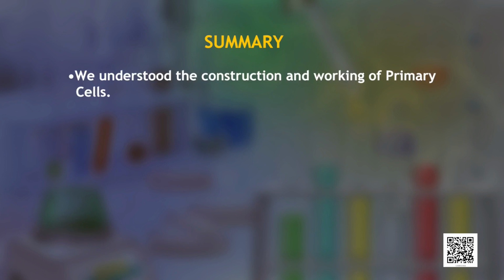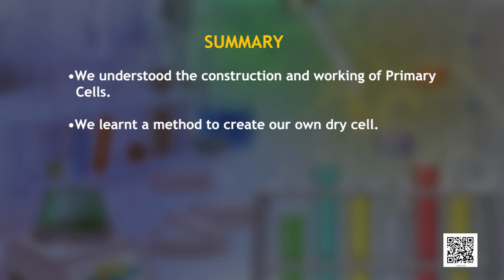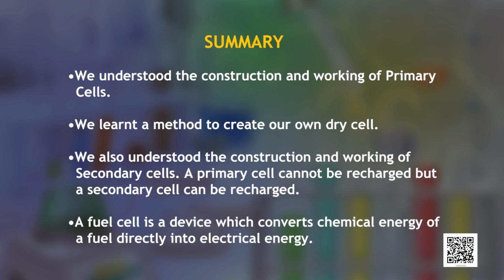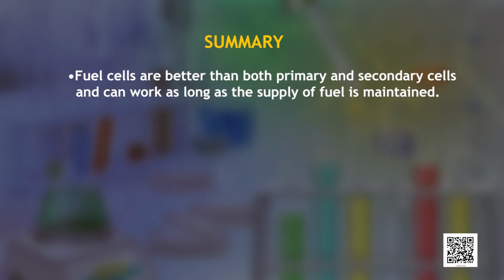So to summarize today's discussion, we understood the construction and working of primary cells. We learnt a method to create our own dry cell. We also understood the construction and working of secondary cells. A primary cell cannot be recharged, but a secondary cell can be recharged. A fuel cell is a device which converts chemical energy of a fuel directly into electrical energy. Fuel cells are better than both primary and secondary cells and can work as long as the supply of fuel is maintained.